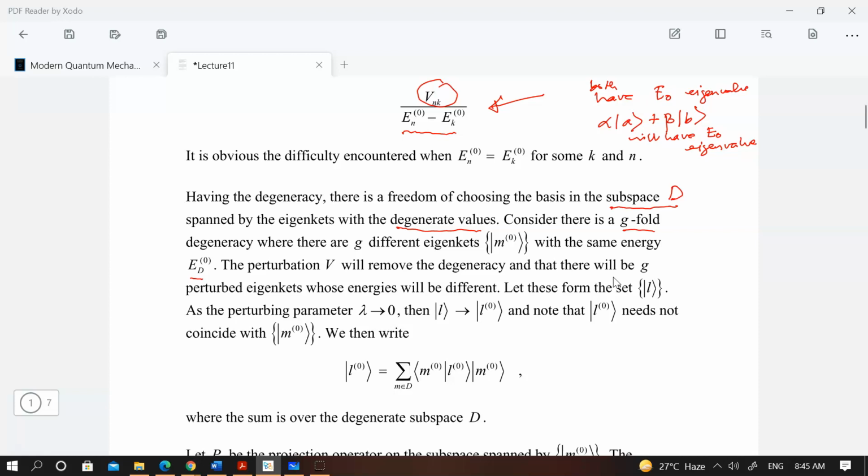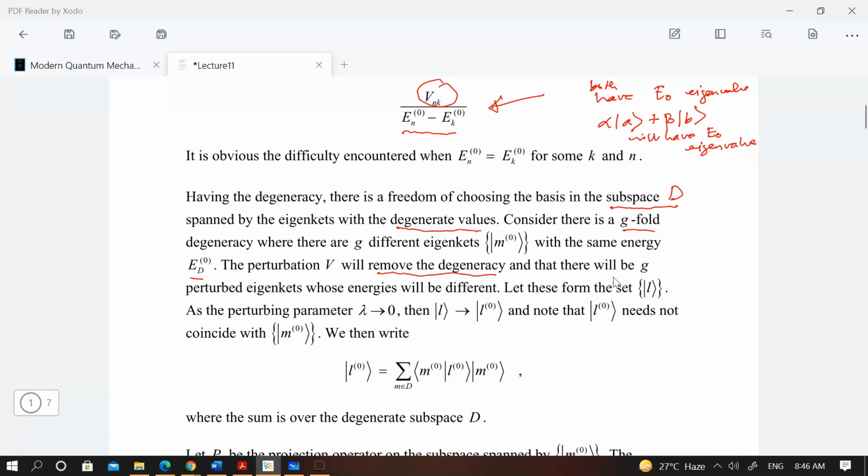The other thing we must do is be careful with respect to taking the limit of your perturbing parameter. As lambda goes to 0, it should get to the state that you want, which in this particular case will be some unperturbed state. So the perturbation potential in this case would be just to remove the degeneracy.